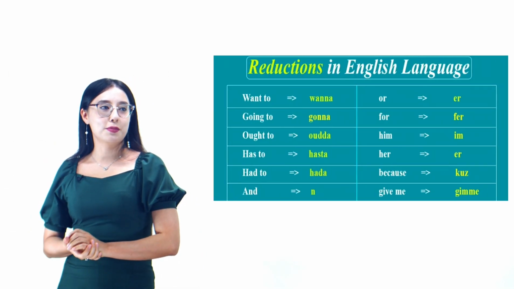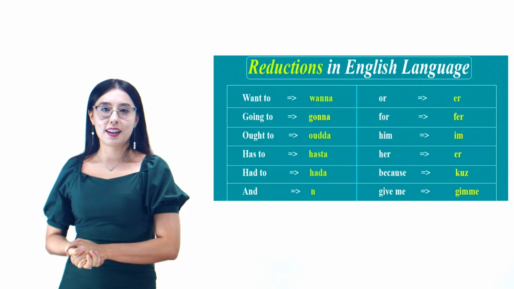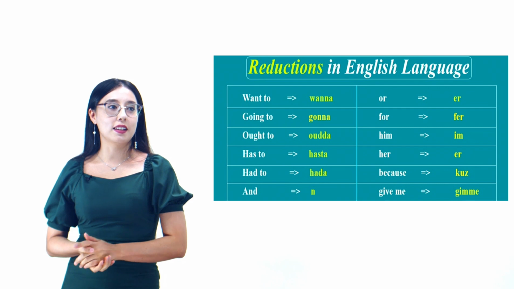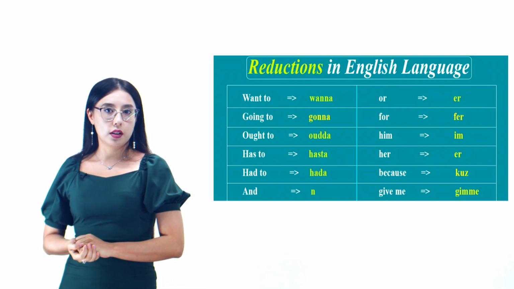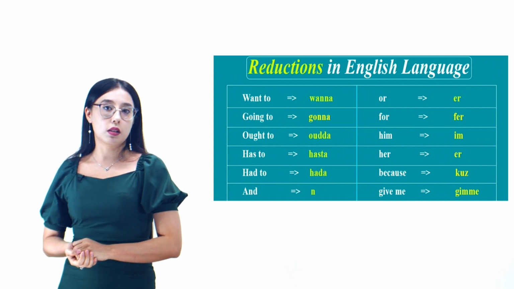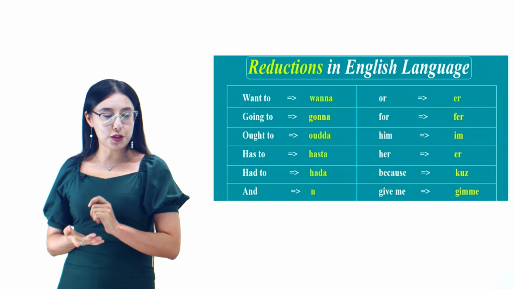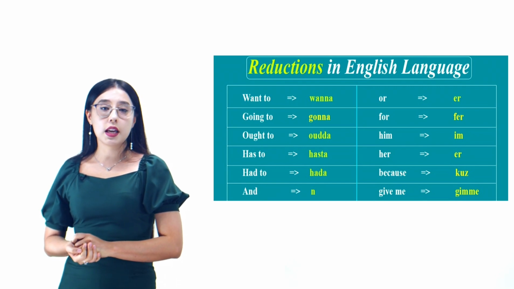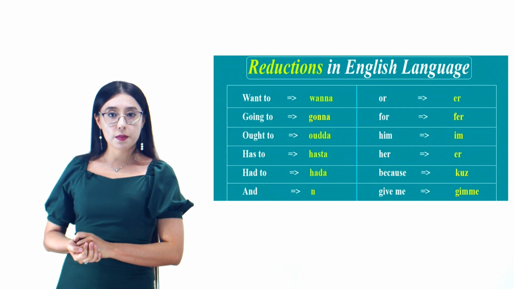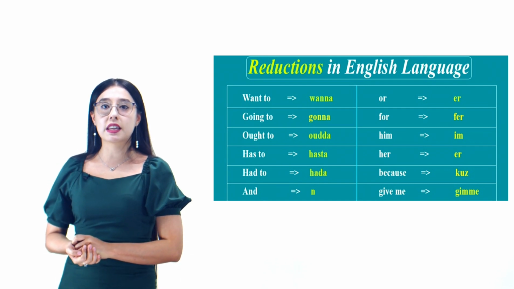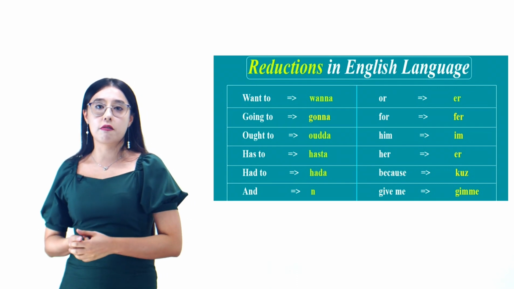So I have picked a table which gives you these kinds of examples for reduction and some for elision. For example, "or" can be reduced; not "for", as we have talked about. Not "him", but "'im". Do you know him? You see, I'm not pronouncing it in full. It's easier to say "do you know 'im".